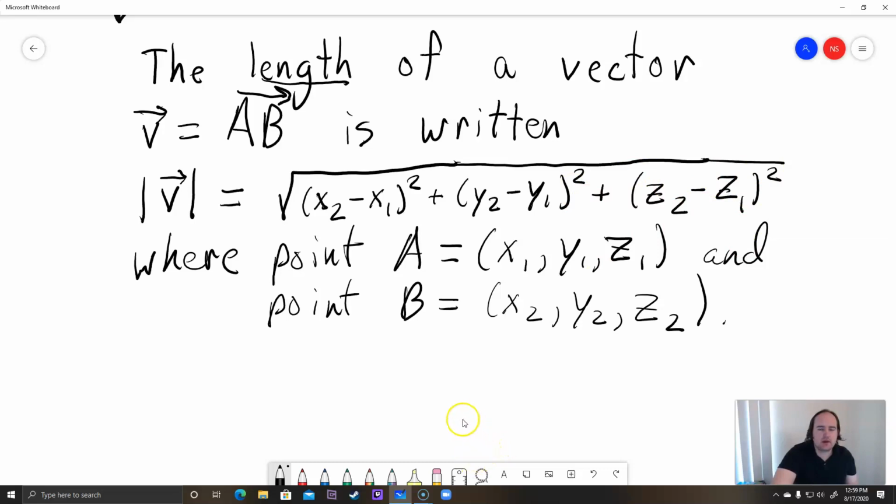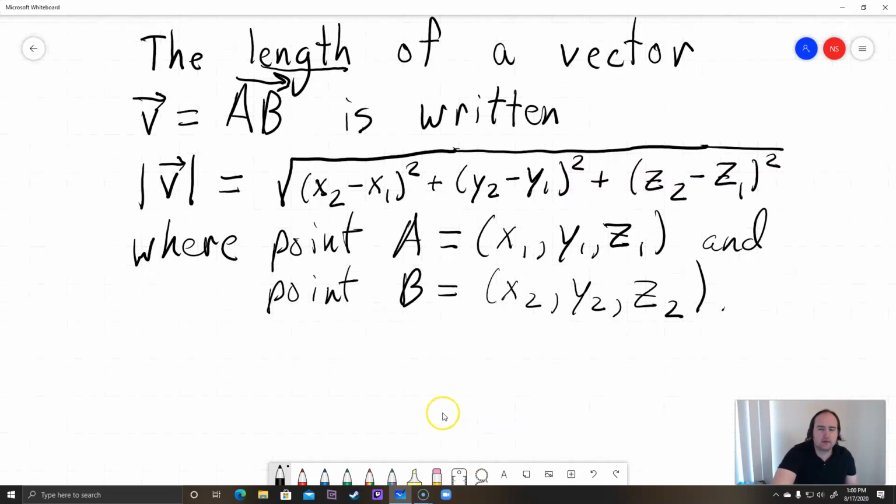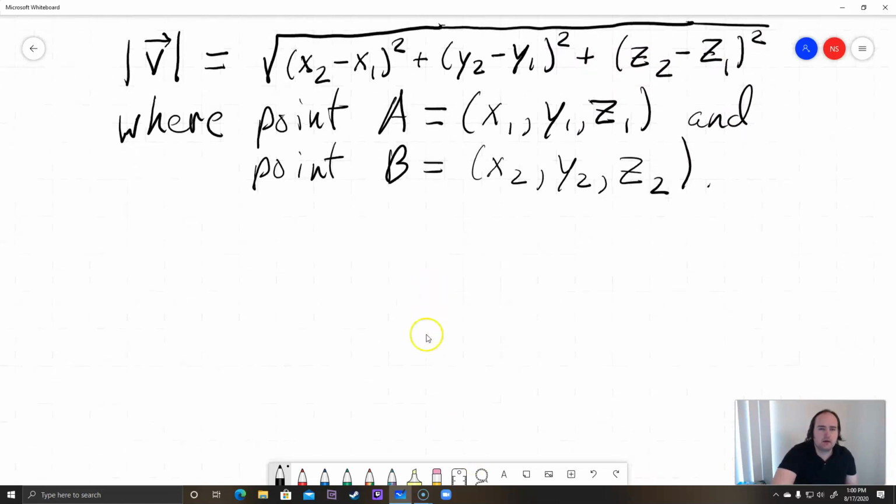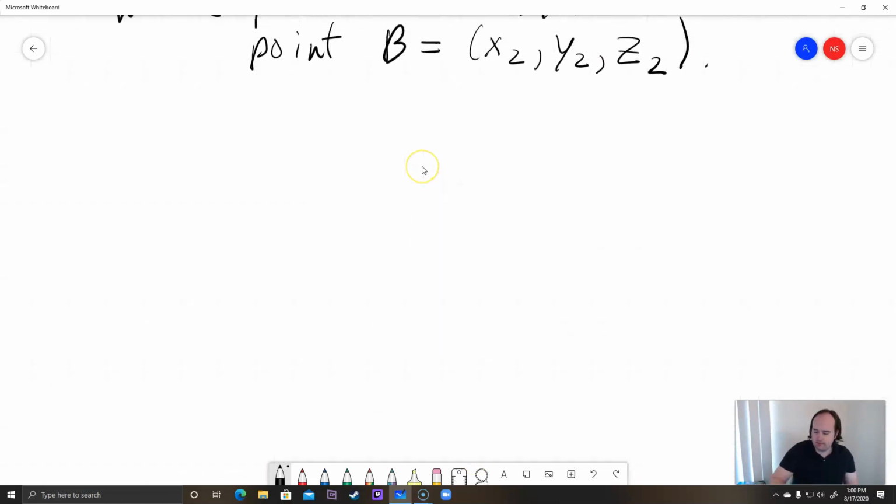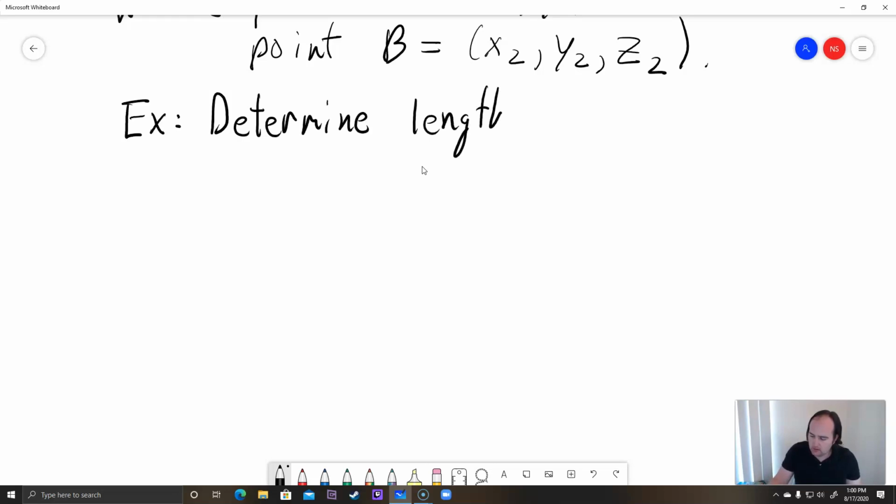so examples are probably the best way to learn about the length of a vector. Okay, so let's see an example. Example: determine the length of each vector. Determine the length of each vector.